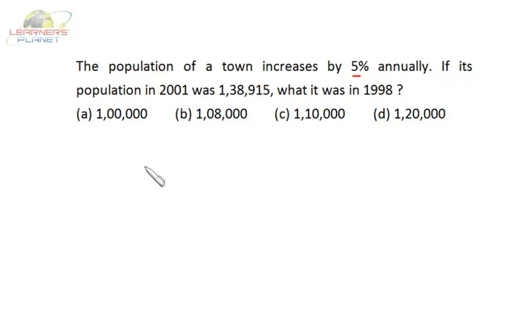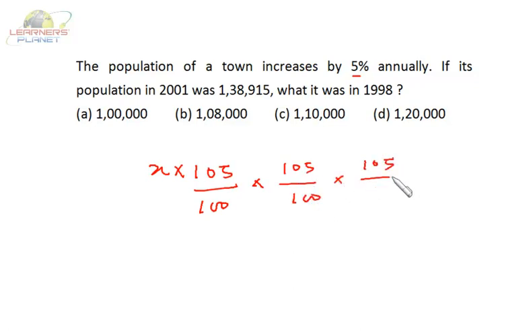Okay. So let the population in 1998 be X. Every year it is increased by 5%. That means after 1 year it will be 105%. And after 2 years further it will be 105% of the previous year, and after 3 years further it will be 105% of the previous year. And this calculation is actually 138915.